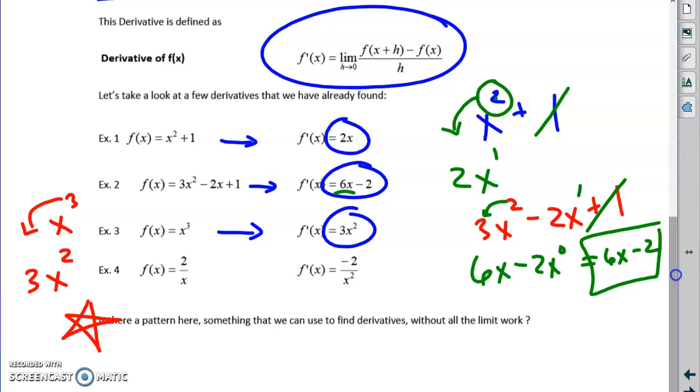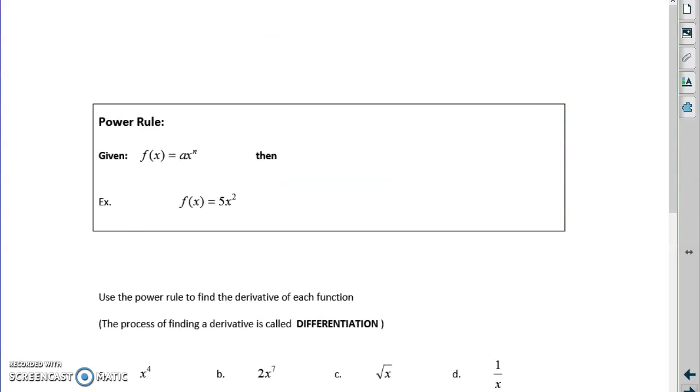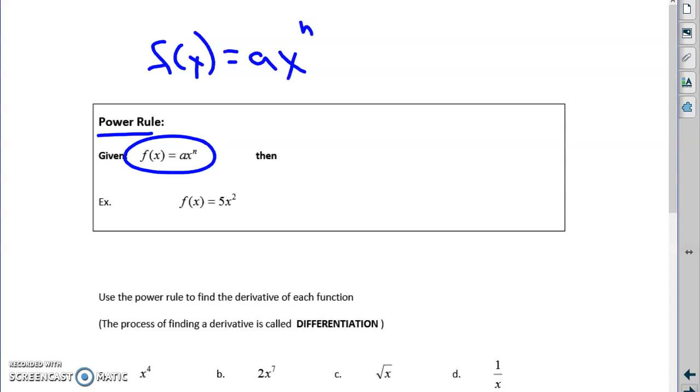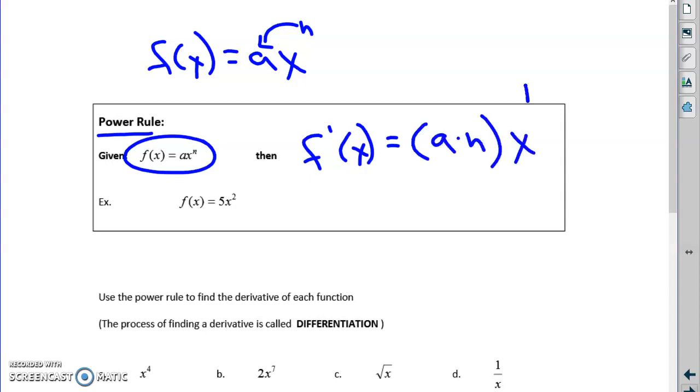So, this is called the power rule. If I have a function, f of x equals ax to the n, then f prime of x equals, what are we going to do to that n? Multiply them together, a times n, x to the n minus 1 power. All that limit stuff would work every single time. This is a quicker way to get it. How cool is math?